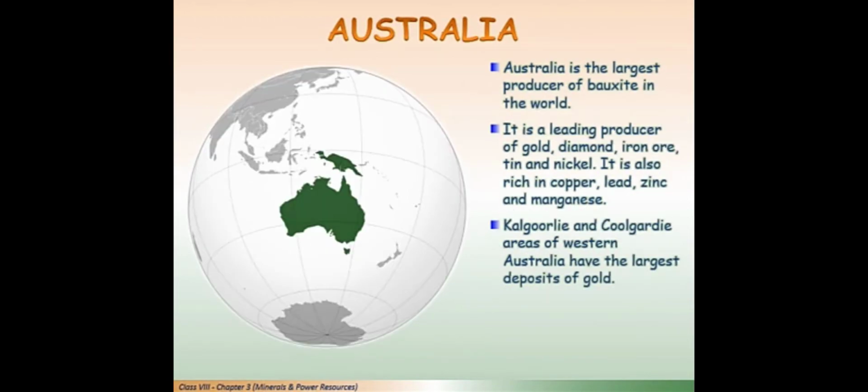And Australia is the largest producer of bauxite. Bauxite is used more in computer industries. We use it to make chips or microcontrollers, etc. with the help of this bauxite. Australia is also a leading producer of gold, diamond, iron ore, etc.